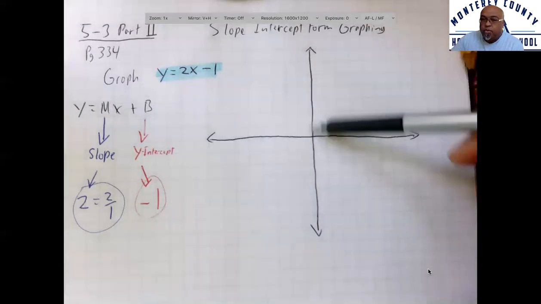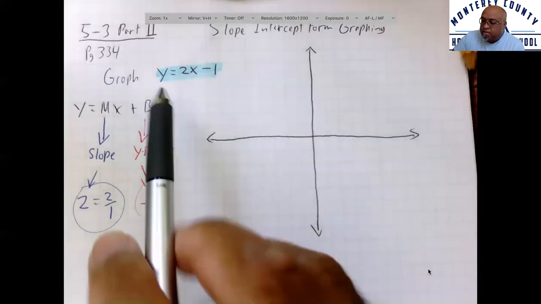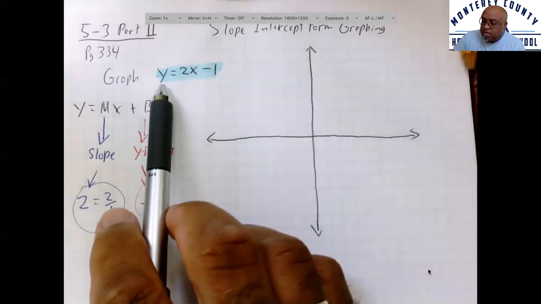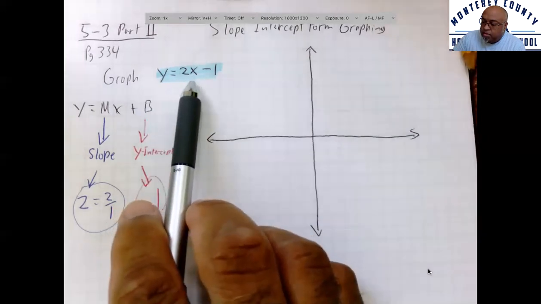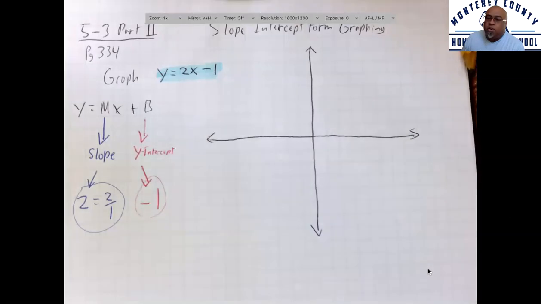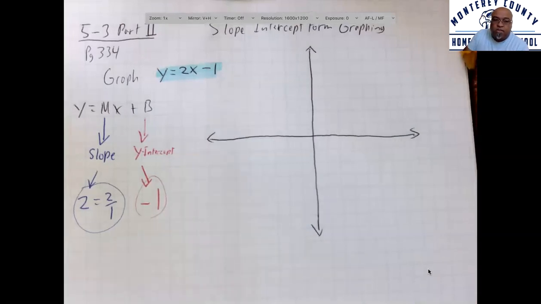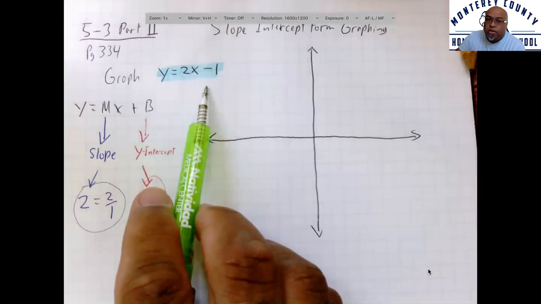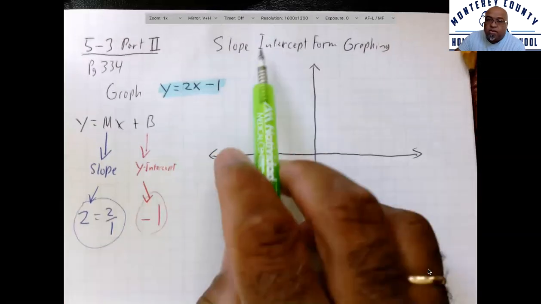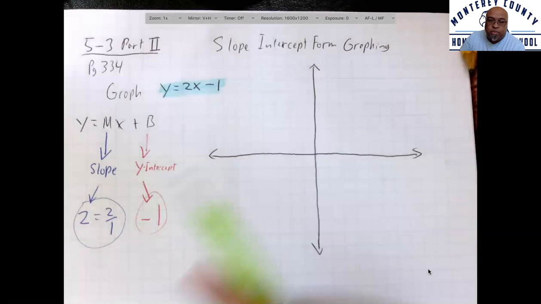So I made a nice coordinate plane here, and I have an equation. Y is equal to 2x minus 1. Okay, it's the same equation that's in the book on page 334, so you can look at it. But I actually want to put it together, so if you have graph paper, you might want to follow along with me on these steps. So how do I graph the equation y is equal to 2x minus 1, using the fact that this is in slope-intercept form, okay?